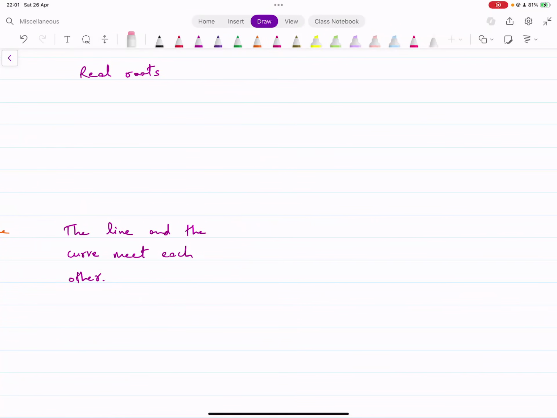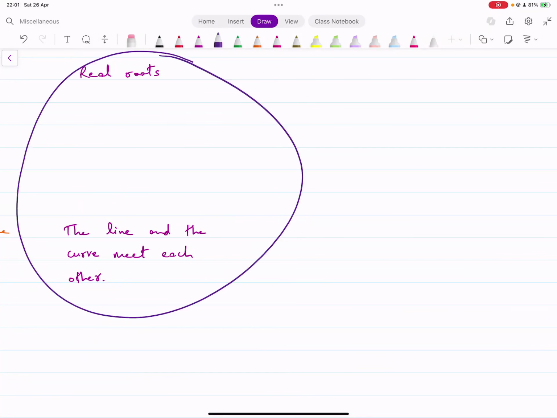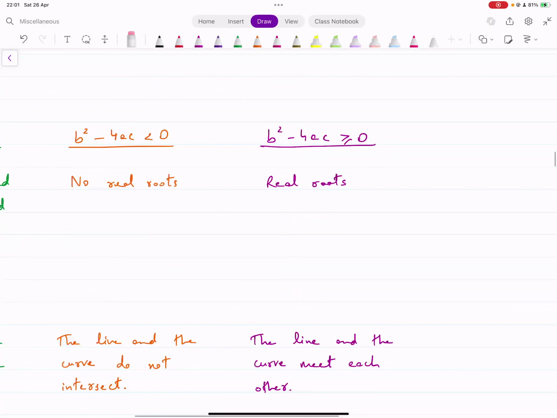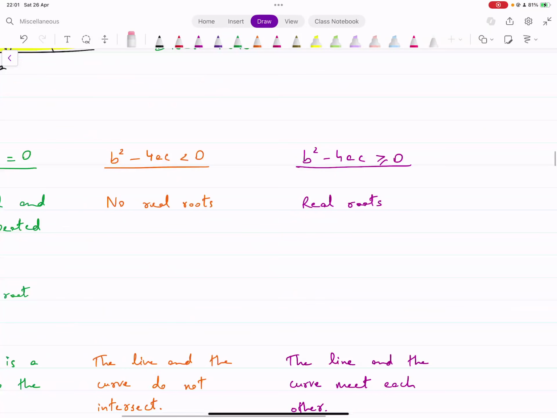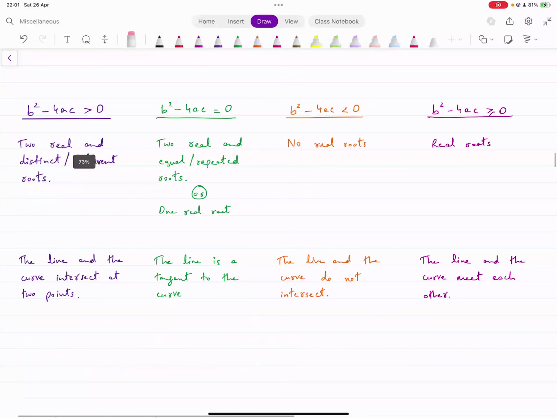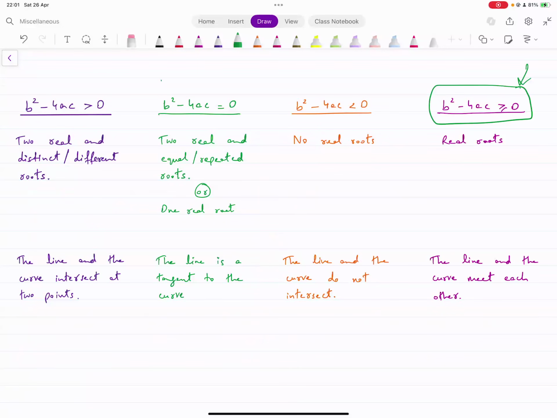When they say any of these statements, when it's not clear whether it's at 2 points or 1 point, you basically combine the first two cases. You say, in this case, b squared minus 4ac is greater than or equal to 0. That's the combination of the first two cases, because it could be any of those two, right? If the line and the curve meet, that means they could meet at 1 point or 2 points. So we combine these: b squared minus 4ac is greater than or equal to 0, from the first two cases.